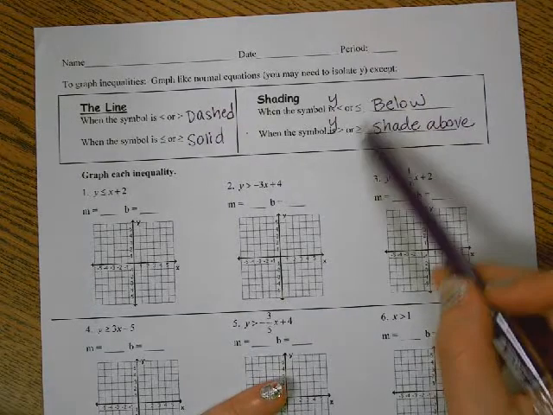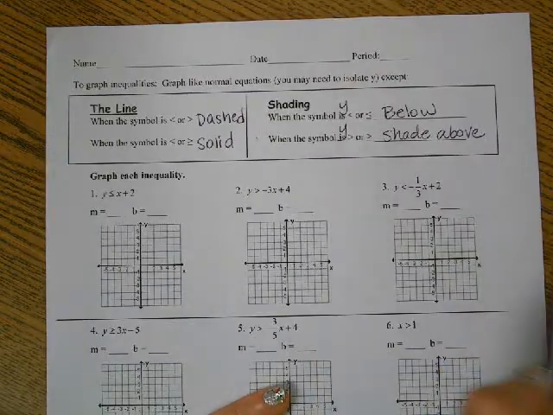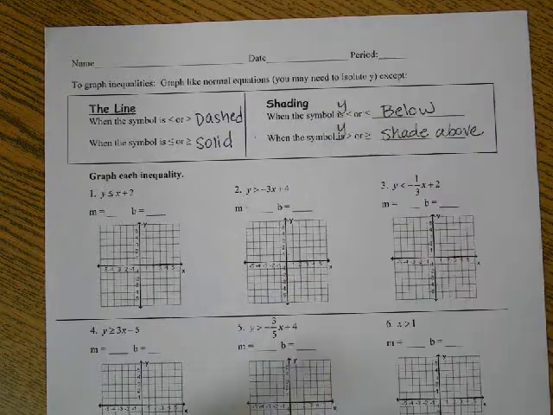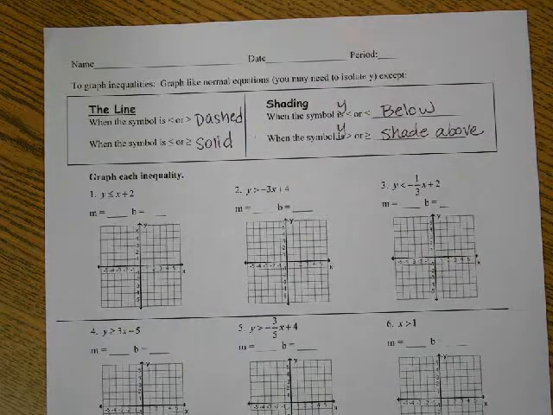And the reason I'm saying these words is that sometimes the y is on the other side. It's not always on the left side. So keep that in mind when you're graphing. Always look to see where is y. If y is on the small side, you shade below. And if y is on the big side, you shade above.